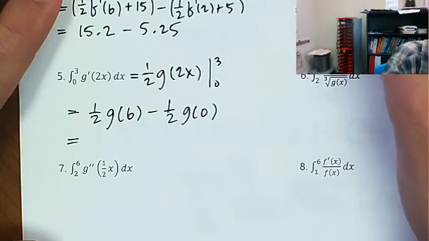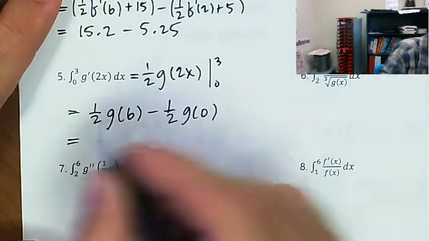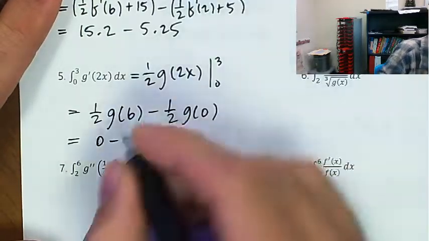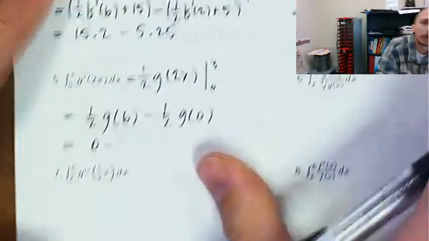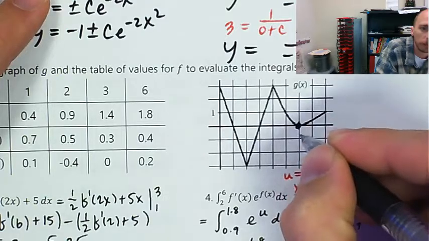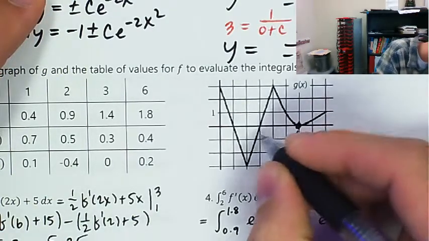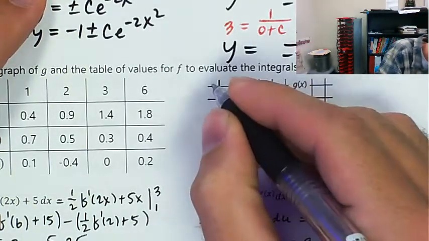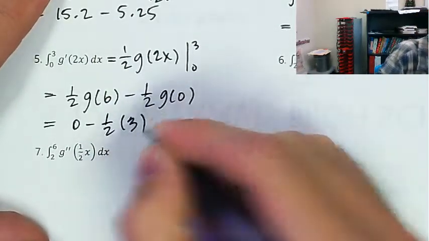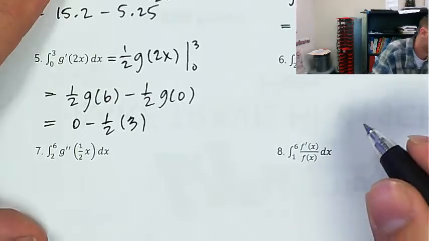I think that's 3, 4, 5, 6, g of 6 is 0. So minus half of g of 0, which is 3. You cannot see that, but I was saying g of 6 is 0, and g of 0 is 3. That's why I'm getting those. So that's negative 3/2. Okay.